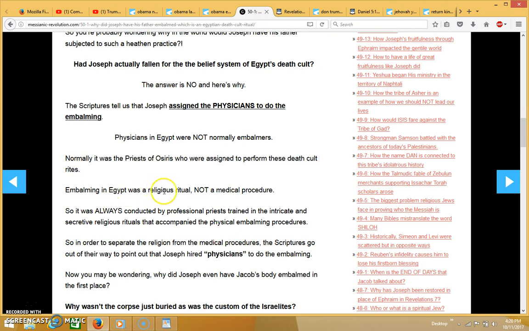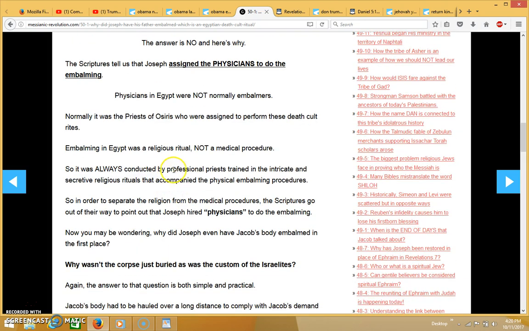Embalming in Egypt was a religious ritual, not a medical procedure. So it was always conducted by professional priests trained in the intricate and secretive religious rituals that accompanied the physical embalming procedures. So in order to separate the religion from the medical procedures, the scriptures go out of their way to point out that Joseph hired physicians to do the embalming.